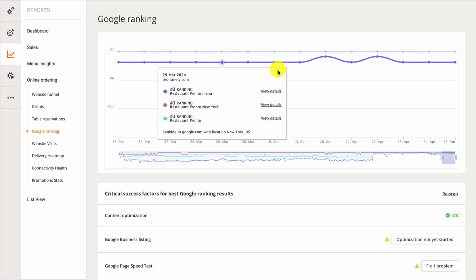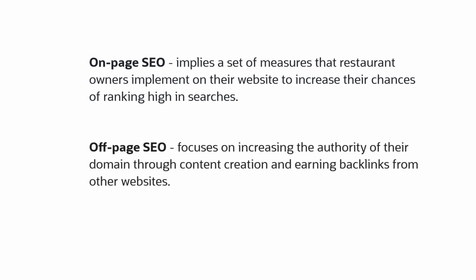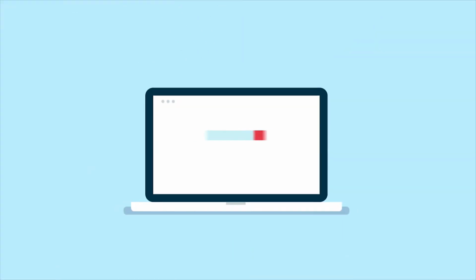On-page restaurant SEO, or search engine optimization, implies a set of measures that restaurant owners implement on their website to increase their chances of ranking high in searches, while off-page SEO focuses on increasing the authority of their domain through content creation and earning backlinks from other websites. SEO is important for businesses because it helps restaurant owners attain better visibility for organic search queries.